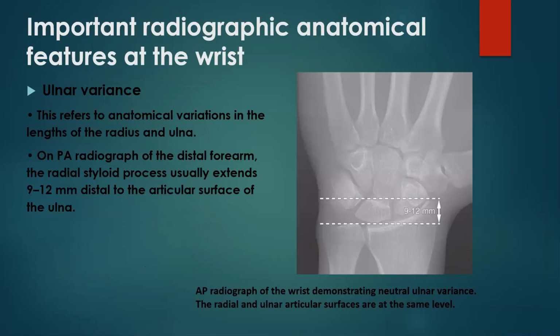Important radiographic anatomical features of the wrist. The ulnar variance. This refers to the anatomical variation in the lengths of the radius and ulna. On PA radiograph of the distal forearm, the radial styloid process usually extends 9 to 12 millimeters distal to the articular surface of the ulna.